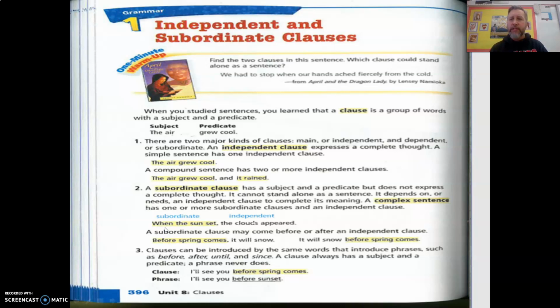When it begins with the subordinate clause, you must use a comma. But if we were to flip these around, so if it were to read, "The clouds appeared when the sun set," we would not need a comma because the independent clause came in the beginning. All right, so those little things are things that we should start remembering and doing when we're writing, okay, and recognize these things. And there you see the examples there.